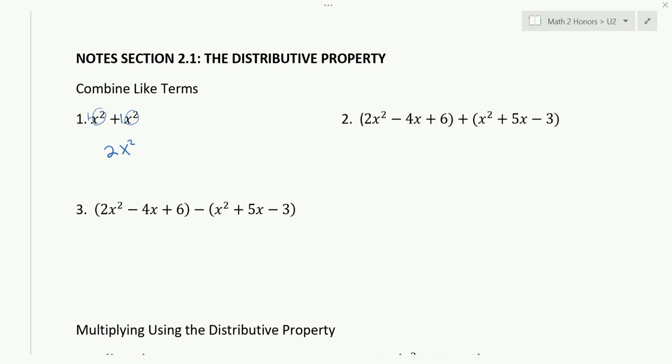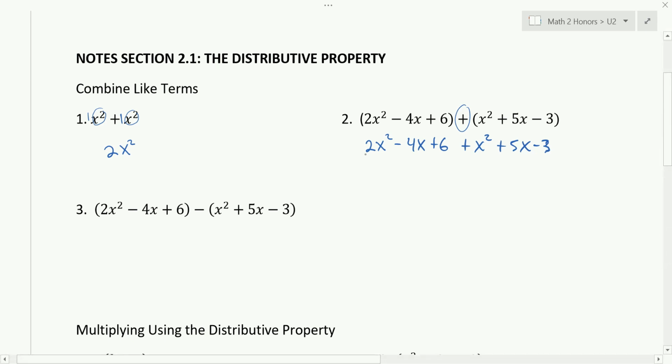Okay? So on number 2, same idea. We have parentheses here. If you have a plus sign between parentheses, this is the same problem as if you dropped all the parentheses. So I could just do this, 2x squared minus 4x plus 6 plus x squared plus 5x minus 3. So those parentheses are unnecessary. It's okay to put them there, but they don't have to be there. Now on 3, it's different. Those parentheses do matter. Really, the second set does, because there's a negative sign in front of it, and that negative sign is going to have to be distributed to everything in there. But the plus sign doesn't matter so much.